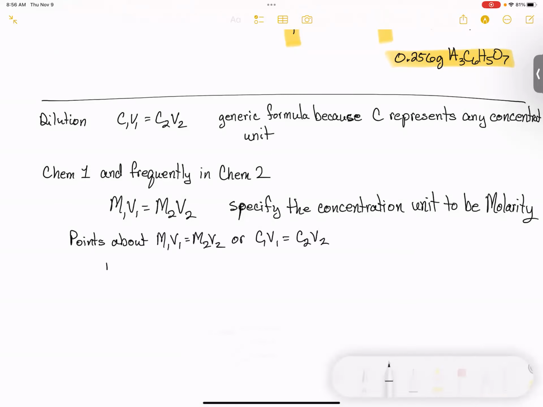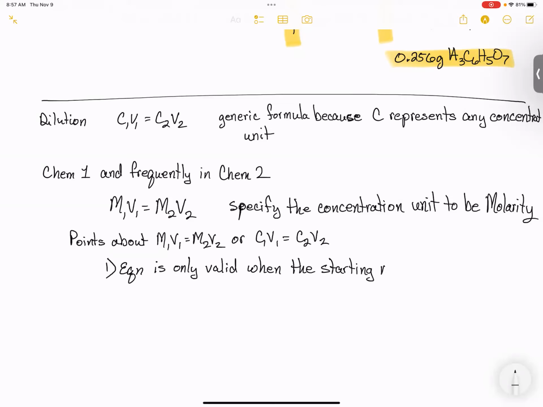Point number one, the equation is only valid when the starting material and ending material are identical.